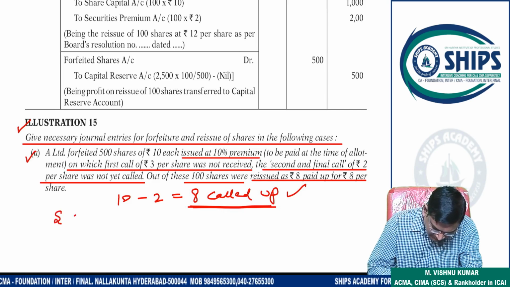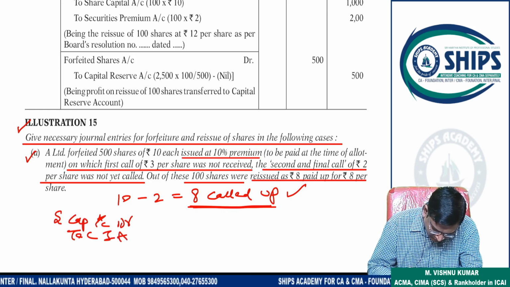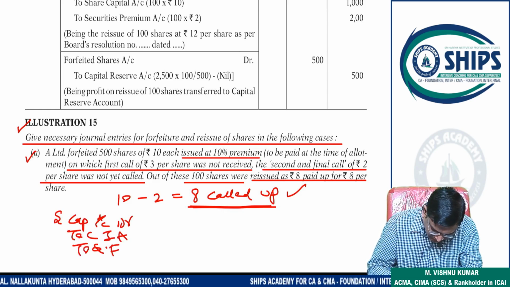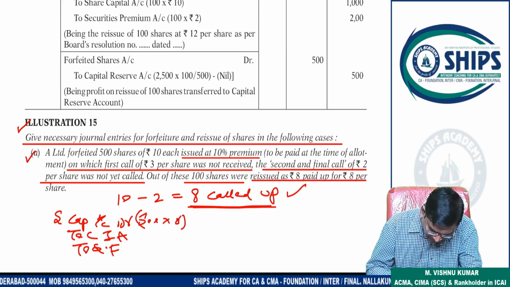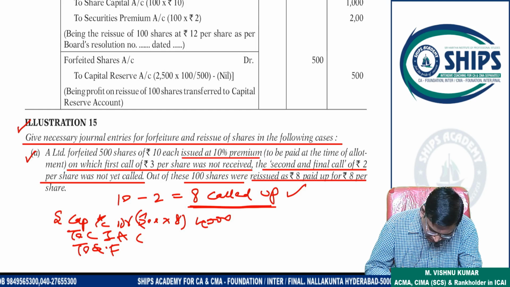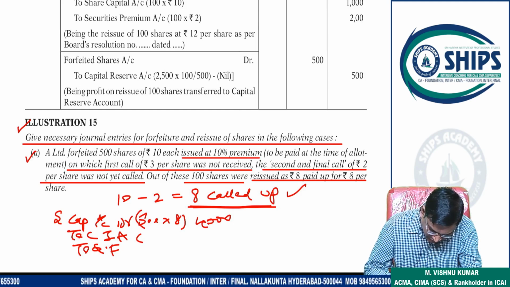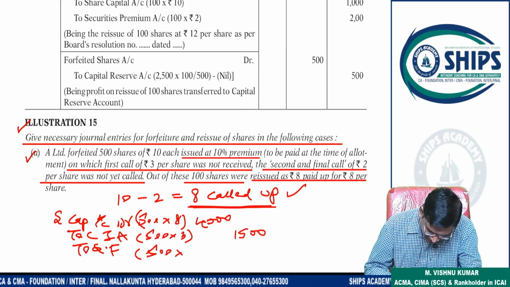Forfeiture entry will be: share capital account debit, to call arrears, to shares forfeited. So share capital debit, 500 shares into 8, 4000. Call arrears and shares forfeited. So in call arrears, 3 first call not received. Okay, so 500 into 3 not received, so 1500. What is received? 500 into 5 received.